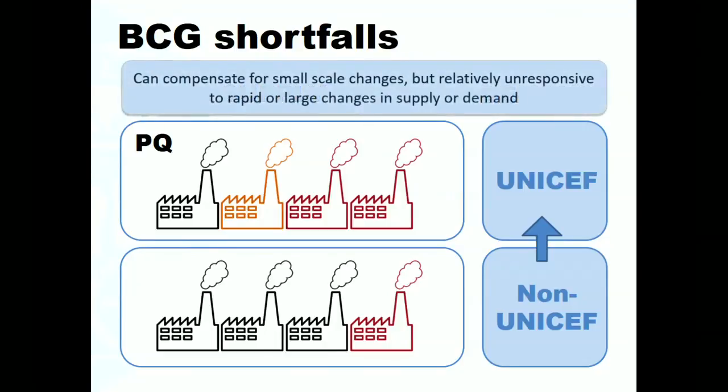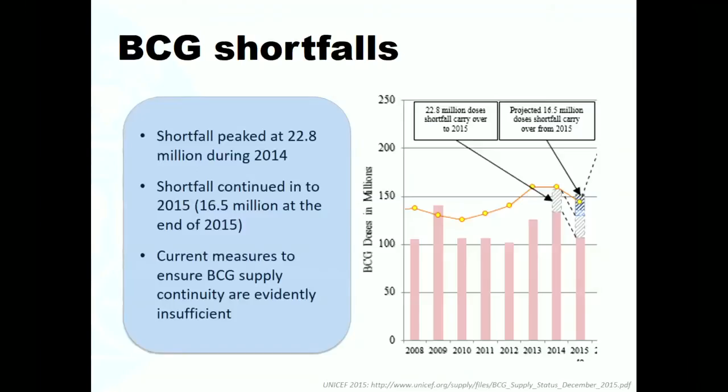We can compensate for small-scale changes in BCG supply, but clearly the market is relatively unresponsive to either rapid or large changes in supply or demand for BCG. Given this lack of responsiveness, we ended up with shortfalls peaking at 22.8 million doses in 2014, and this continued into 2015, where at the end of 2015 there was still a 16.5 million dose shortage globally. So clearly current measures to ensure BCG supply continuity are insufficient.